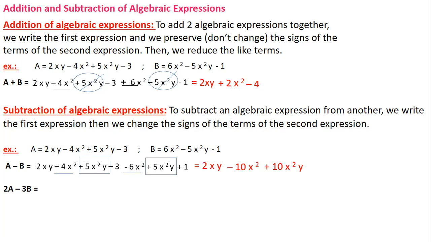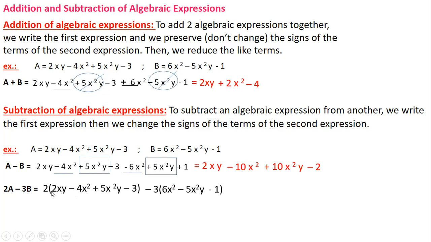Now, finally, I will solve with you 2A minus 3B. So the algebraic expression A will be multiplied by 2. All this algebraic expression will be multiplied by 2. So we place the algebraic expression A between parentheses since it is multiplied by a number. Also, we place the algebraic expression B between parentheses since it's multiplied by minus 3. So we place it between parentheses.